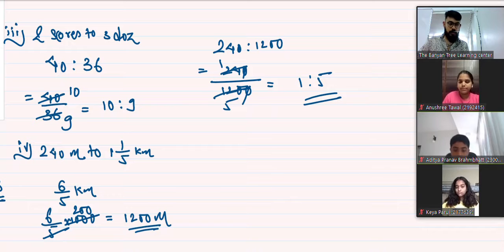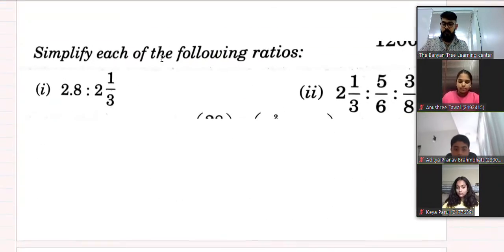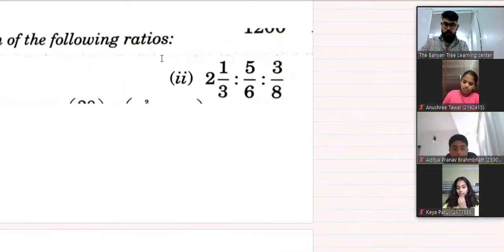How to simplify a ratio. What is a ratio of two quantities? Why should they be in the same unit? Otherwise, you cannot simplify them, right? Let's go to the next question. Simplify each of the following ratios.